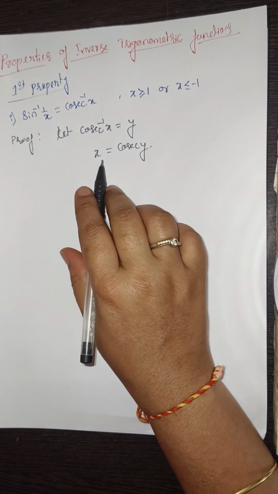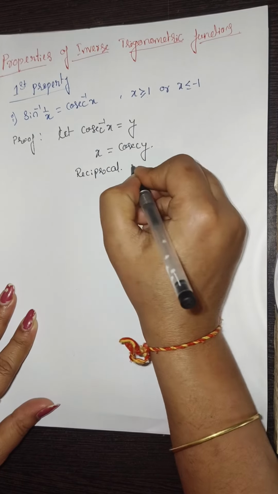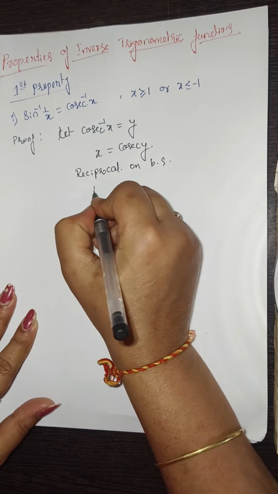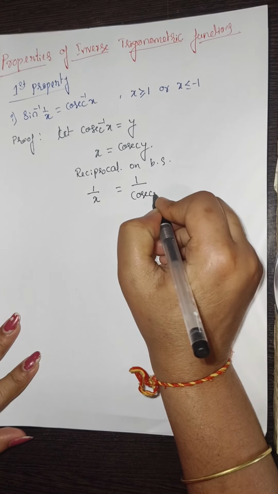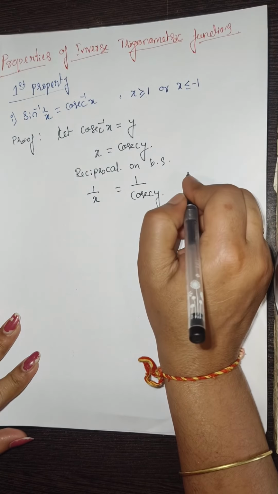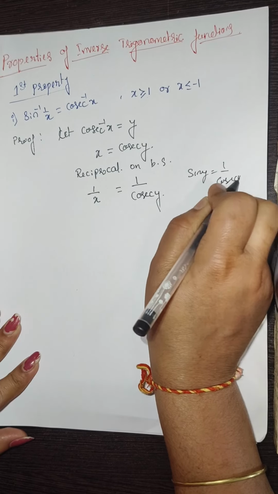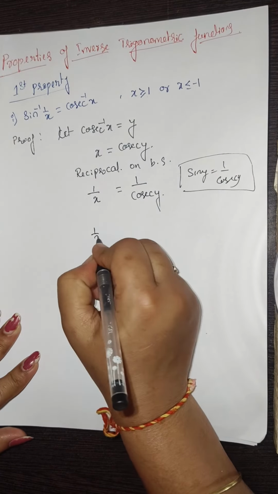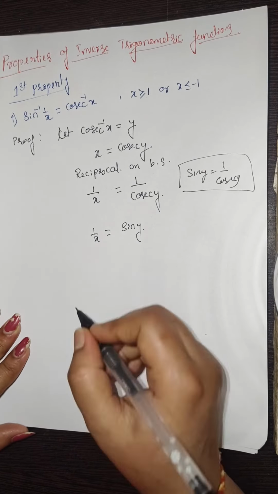After that we need to take the reciprocal of this on both sides. X reciprocal is 1 by x. Cosecant y reciprocal is 1 divided by cosecant y. What is cosec reciprocal? We know that one, that is sin y equals 1 by cosec y. So we have to write this one: sin y. After that we need to take sin on the left side.